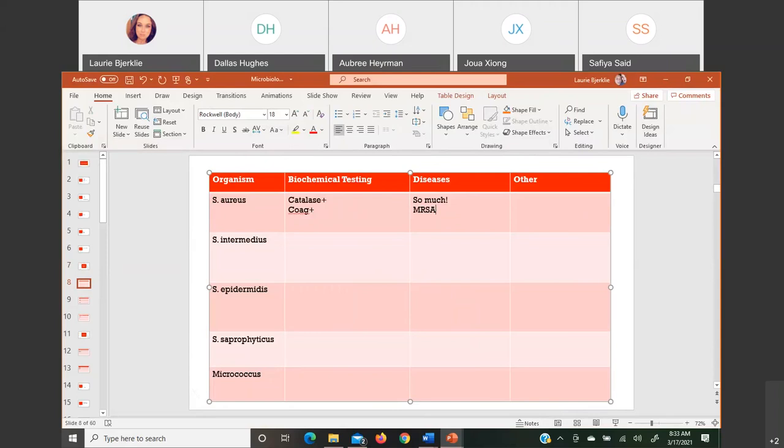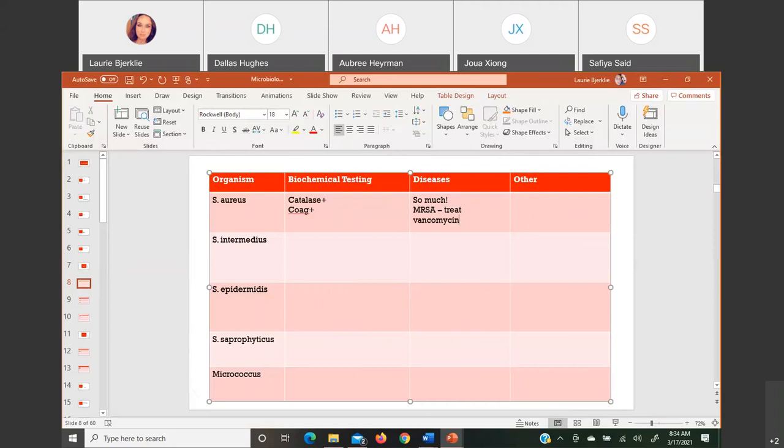So that might have been something you did in micro. And some people do that as a QA project. They might do it for a while as a quality assurance project and then not do it after that, and then just kick it into gear here and there. But MRSA, of course, is methicillin-resistant Staph aureus. So this is the one that we would commonly treat with vancomycin.